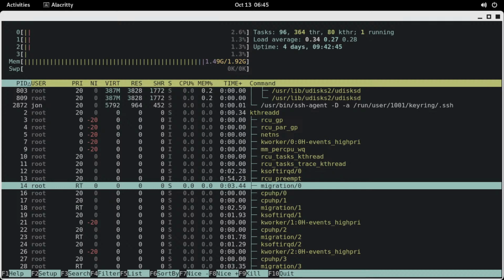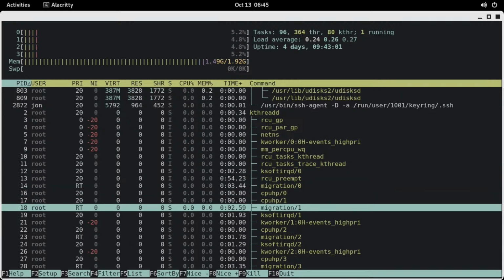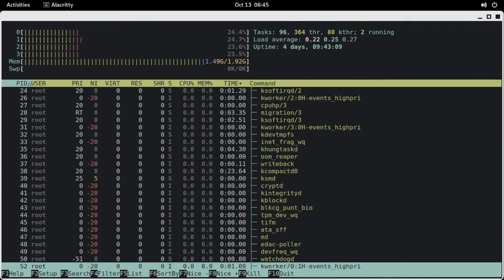There's this migration, which essentially is doing the context switches. So its priority is real-time. If it needs to context switch, it's a very high priority. There's going to be one of these per CPU. So this is the migration for core 0. Then there's one for core 1, core 2, and core 3. They're all scheduled as real-time because they're very, very important. And I think that's pretty much it.